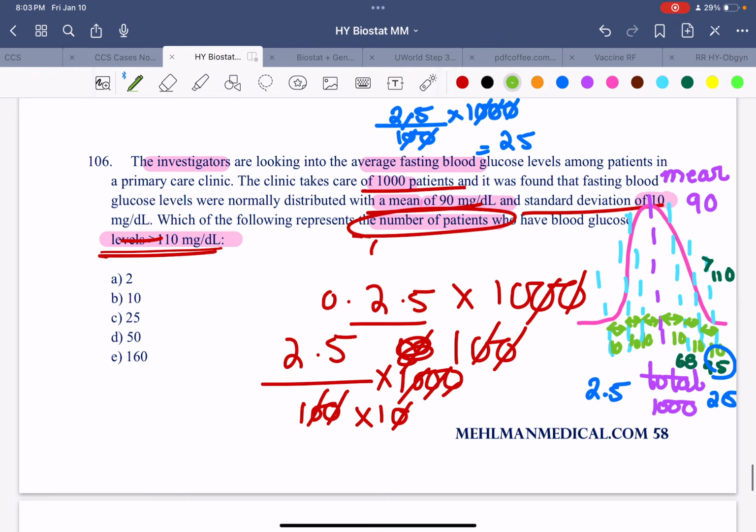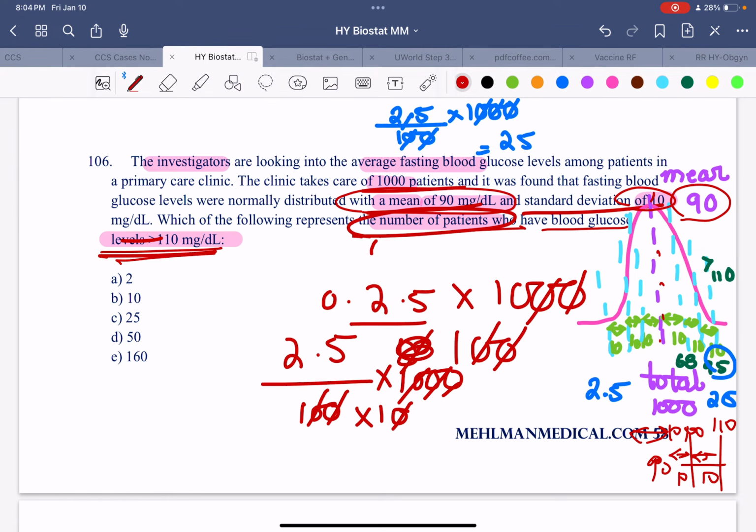Question 106. The investigators are looking into average fasting blood glucose levels among the patients in a primary clinic. The clinic takes care of 1,000 patients. The mean of the blood glucose levels for them is 90 milligrams per deciliter. Standard deviation is 10. Okay, let's plot it on our graph. Mean is 90 and the standard deviations are 1, 2, 3. We have to find out the number of patients who have blood glucose levels greater than 110, right? So if the mean is 90, in order to calculate greater than 110, that would be 10, 1 standard deviation, 10, 2 standard deviations, right? So 110 would be 2 standard deviations.